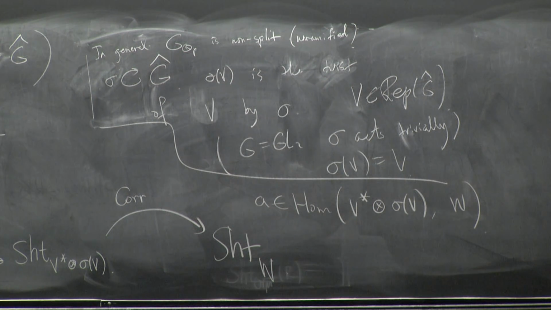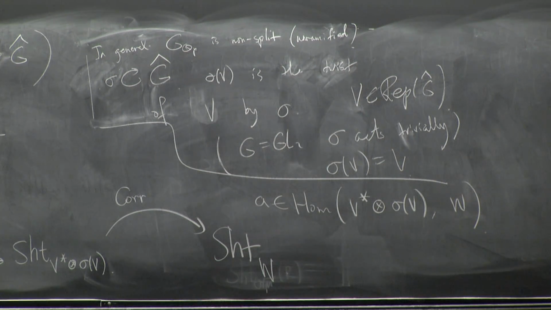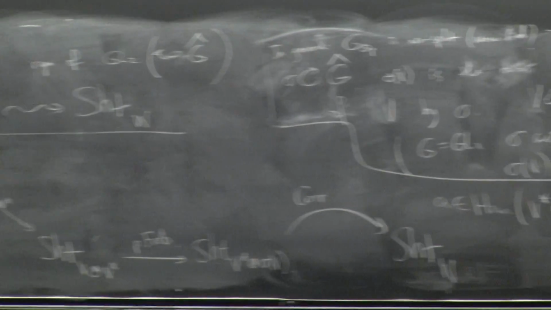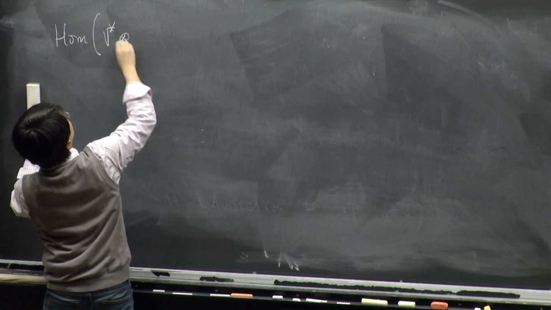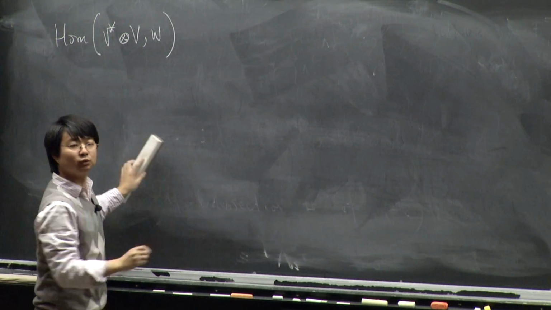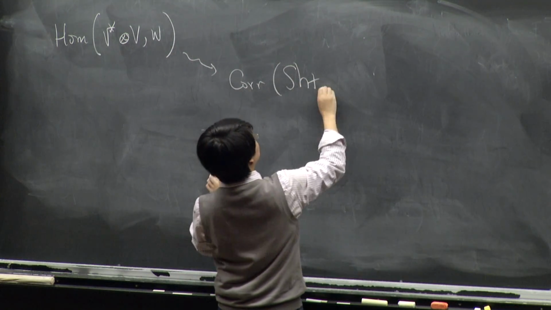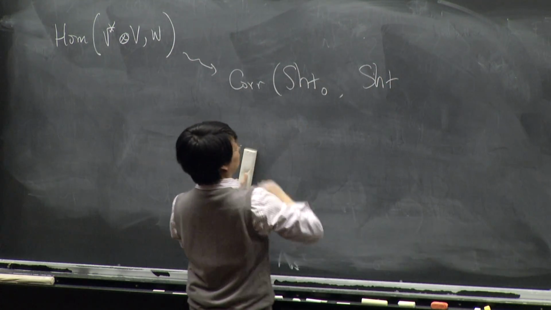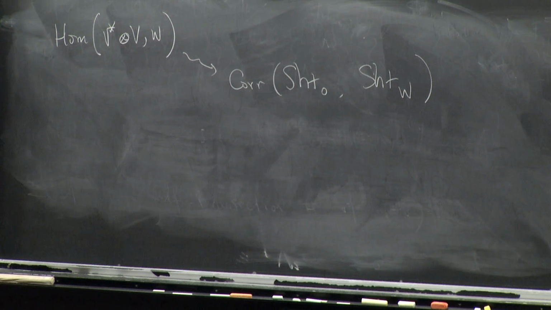Okay. So in other words, what I'm saying is that this construction gives us the following thing. If I have a map in Hom of V tensor V star to W, where W is a representation of the dual group, I construct a correspondence between two moduli spaces. One is the trivial moduli space of trivial Shtukas, and the other is the moduli space of Shtukas of type W, just by this composition.